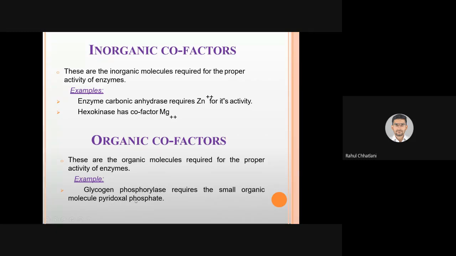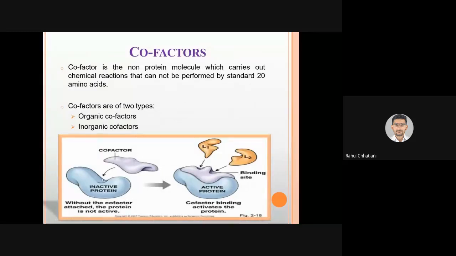Because of the presence of a cofactor, it will be helpful in the process. Otherwise it cannot perform any process. It will be an inactive protein. Until the cofactor attaches here, it will be inactive. Inactive means it does not have an active site. If there is no active site, the substrate will not join. If the substrate is not joining, there will be no product formation.